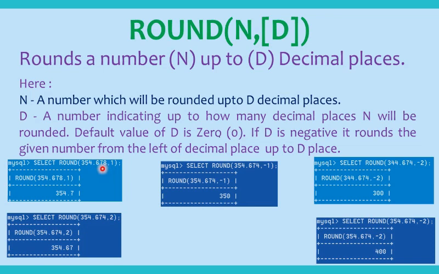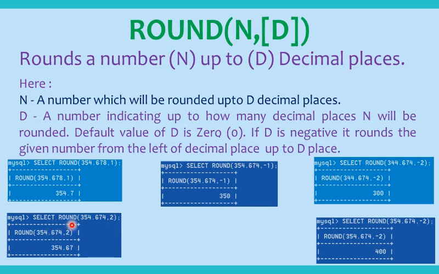The first digit is 7, which is being removed. It is 5 or more than 5. 7 is bigger than 5. So this digit is increased by 1 and we are getting output 354.7.